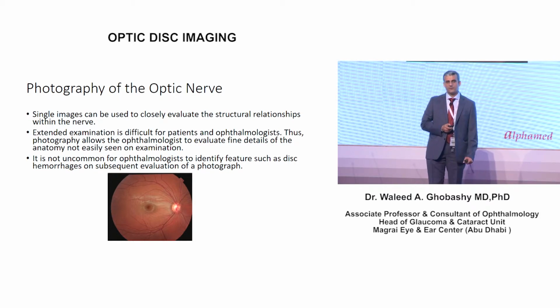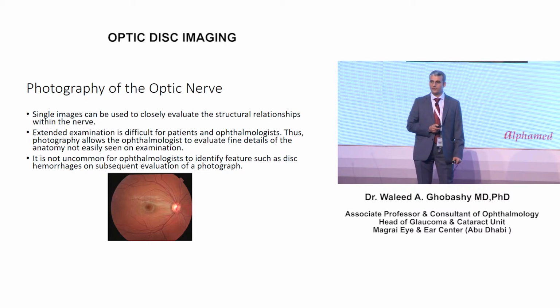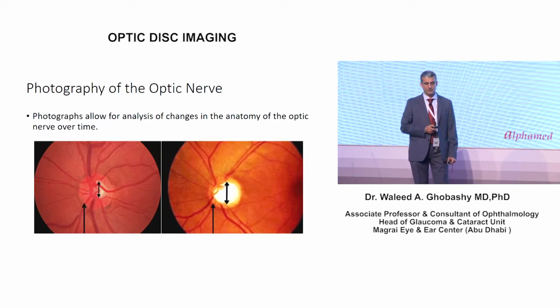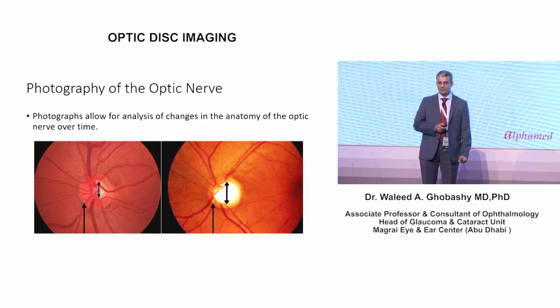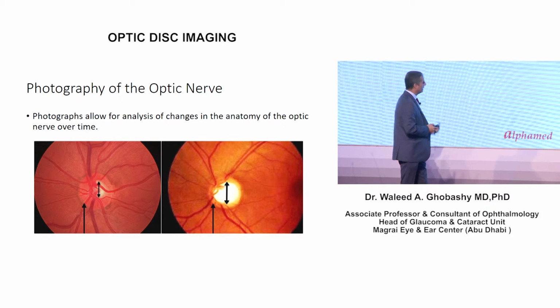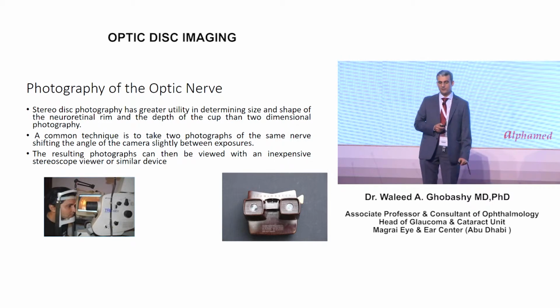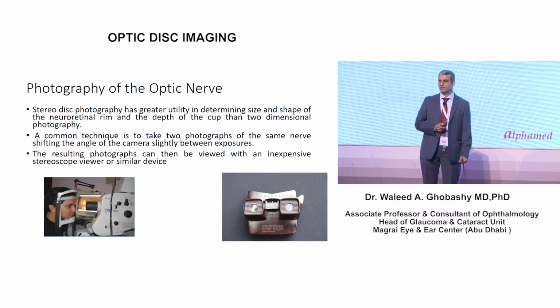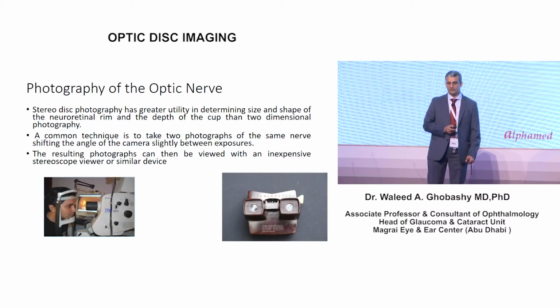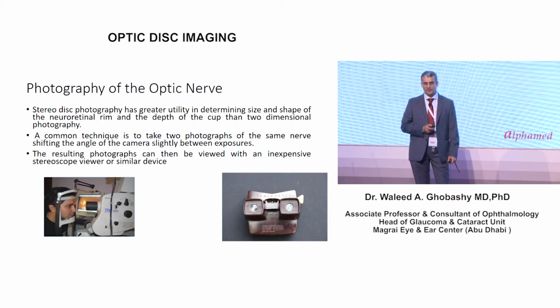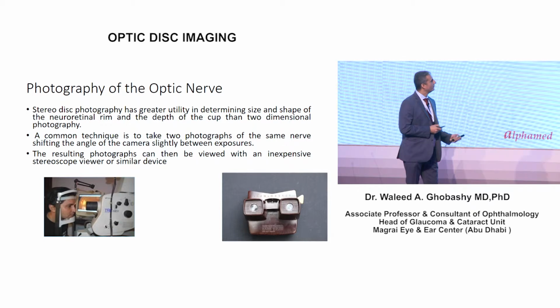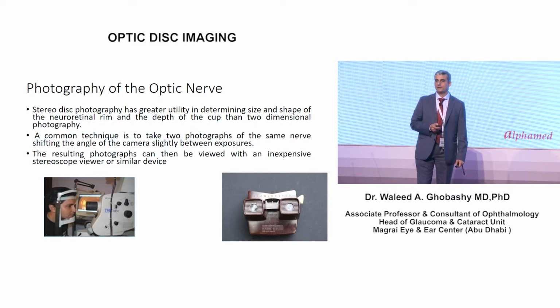It's not uncommon for us to find some details later on in reviewing the photos which were not discovered at the time of examination, especially hemorrhage. Photography of the optic nerve also allows analysis of changes over time in the anatomy of the disc, such as enlargement of the cup-disc ratio over time. Stereo disc photography has greater utility in deriving the size and shape of the neuroretinal rim. The common technique is taking two photos from different angles, usually 15 degrees apart, and then using a very primitive way to visualize the stereoscopic view.